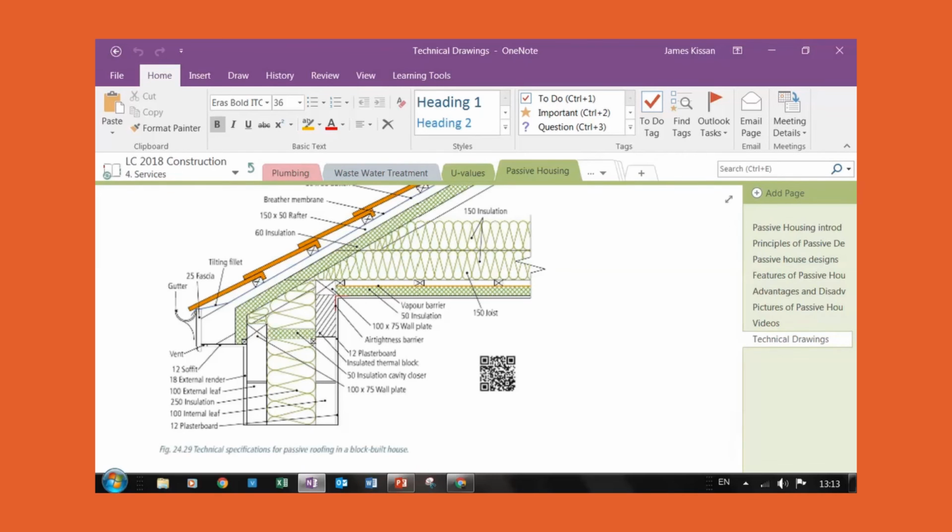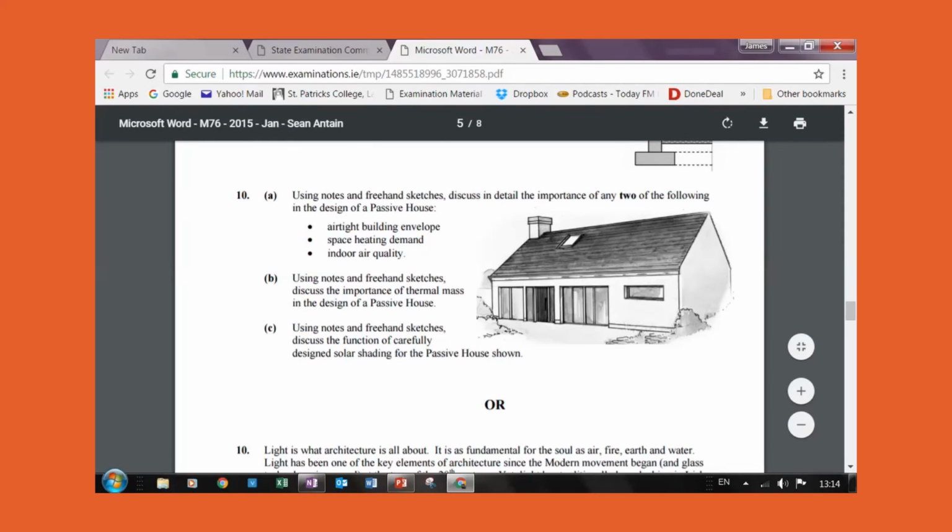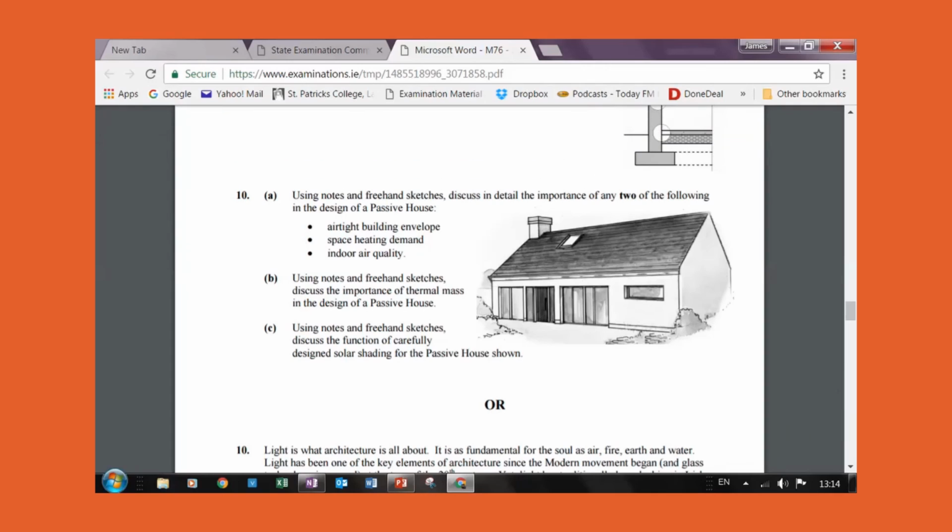Okay. Now, the last thing we'll have a quick look at is this higher level passive house question. What is actually asked? The first thing is, discuss in detail any two of the following. Looking at the air tightness of an envelope, that means the building itself, then the heat space demand, so how this house is heated, and then the indoor air quality. So indoor air quality, what we'll be looking at in this type of question is the mechanical heat recovery unit.